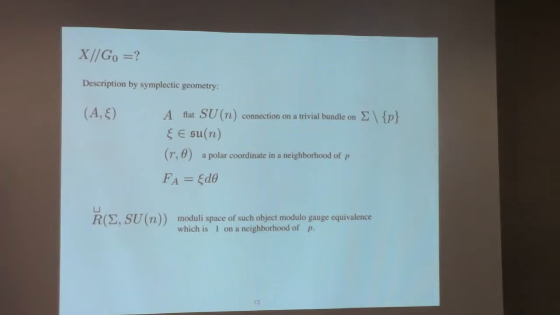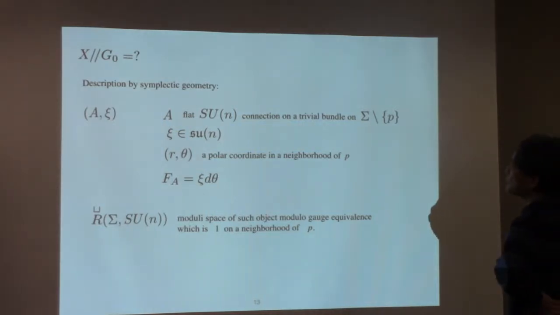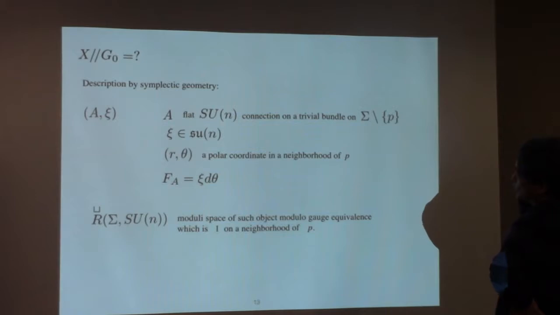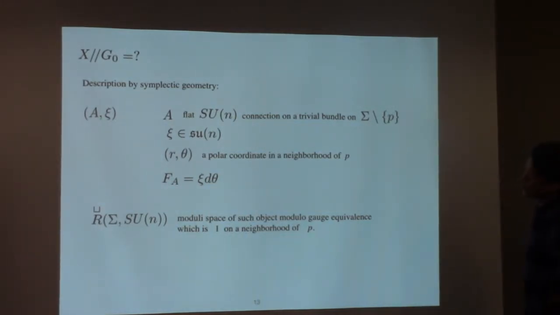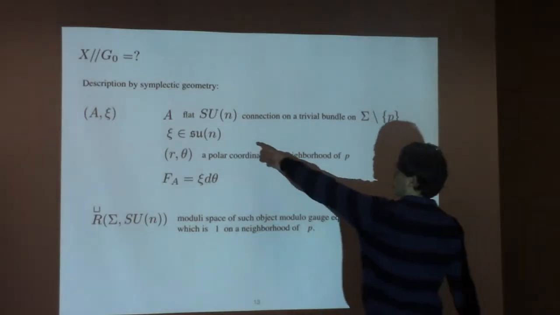So now let me go to this symplectic side. This is the kind of work by Jeffrey and those people, which maybe many people are more familiar with. So we consider a pair A and Xi, where A is a flat SU(N) connection on a trivial bundle over Sigma minus P, and Xi is some element of the Lie algebra of SU(N).